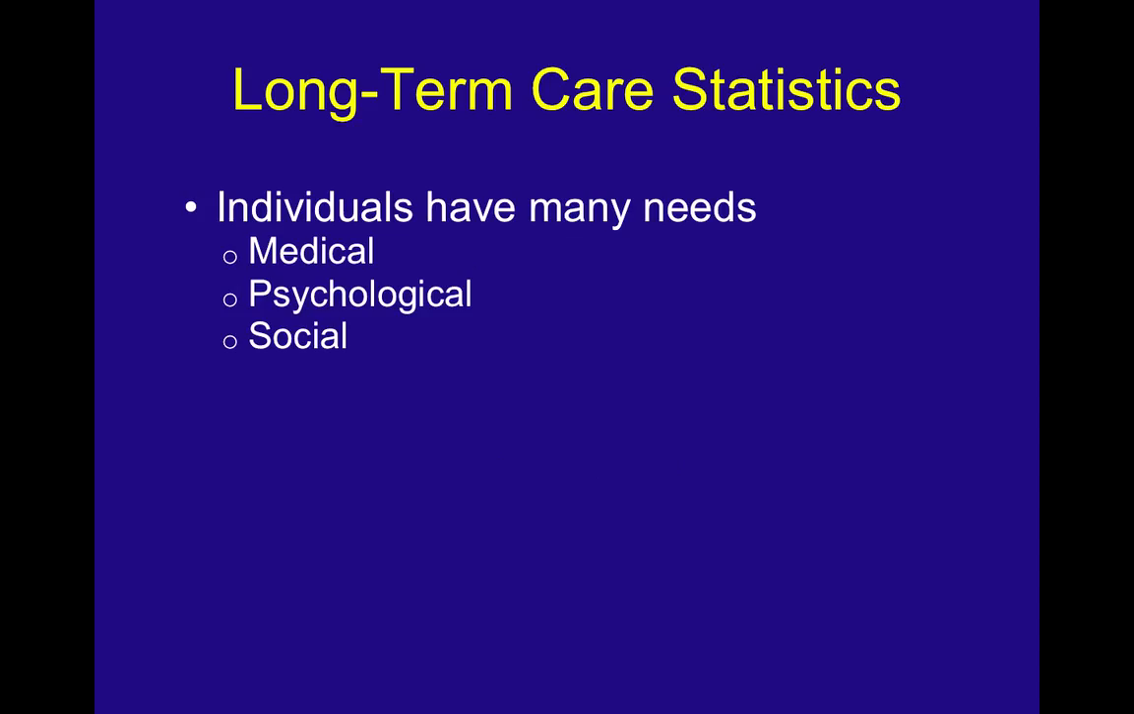Long-term care statistics. One of the things I talked about when we talked about different types of housing is that there are many needs for people requiring institutional care. That can be medical needs, it can be psychological needs that they're unable to care for themselves, and it can be social needs that they do not have anybody who cares for themselves.